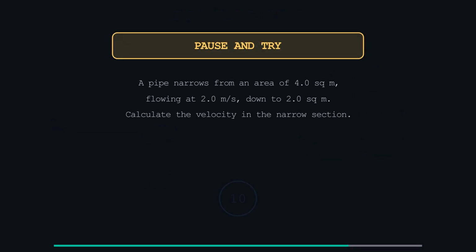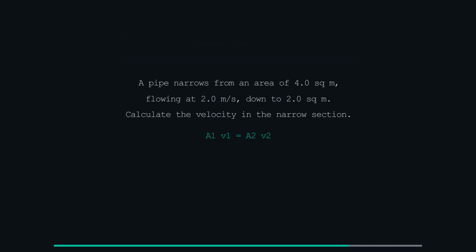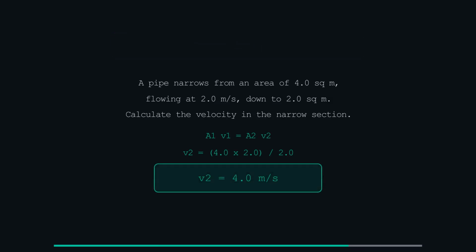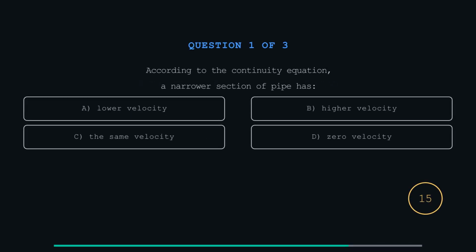Here is one for you to try. A pipe narrows from an area of 4.0 square meters, flowing at 2.0 meters per second, down to 2.0 square meters. Calculate the velocity in the narrow section. Pause the video now. Read the question and select your answer.